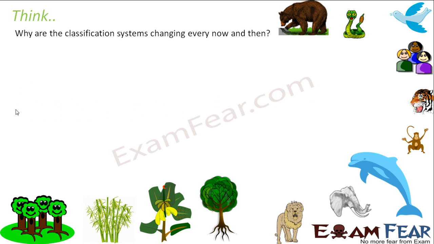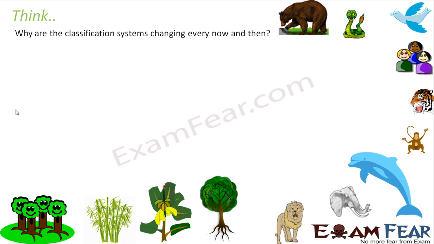Why are the classification systems changing every now and then? As I said, in earlier days, scientists thought that it is good enough to have two kingdoms, the plant kingdom and the animal kingdom. But later, with time, scientists came up with new types of organisms which could neither be differentiated as plants nor as animals. So they came up with new classification systems. Even now it is seen that the classification systems keep changing very frequently. Why does that happen? Just think over it. Why do you think the classification system keeps changing?